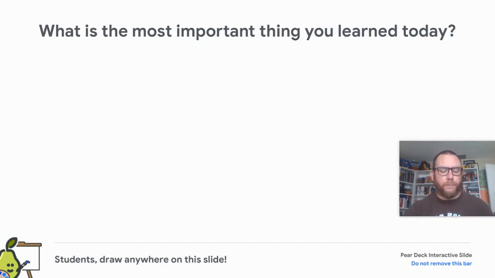So what is the most important thing you learned today? Hopefully about the security of passwords, right? And what you should do when it comes to making as complex a password as possible.